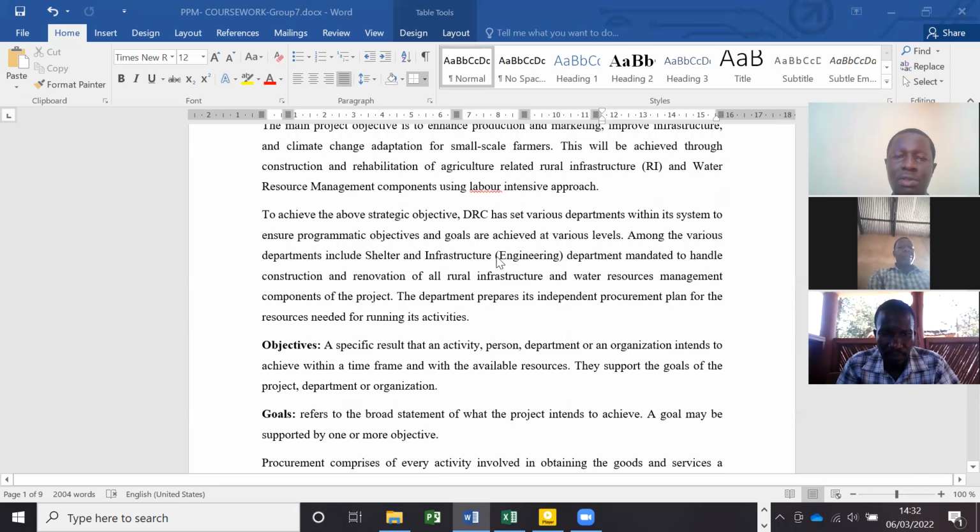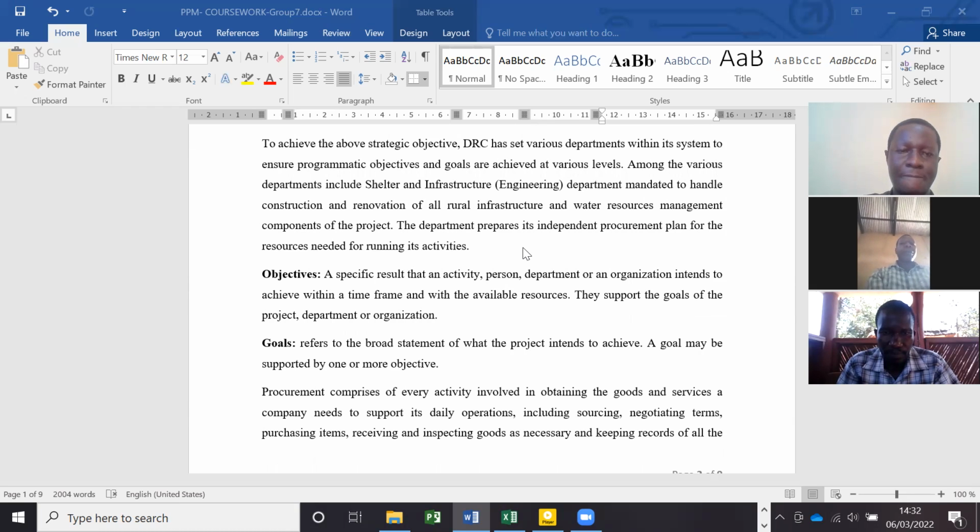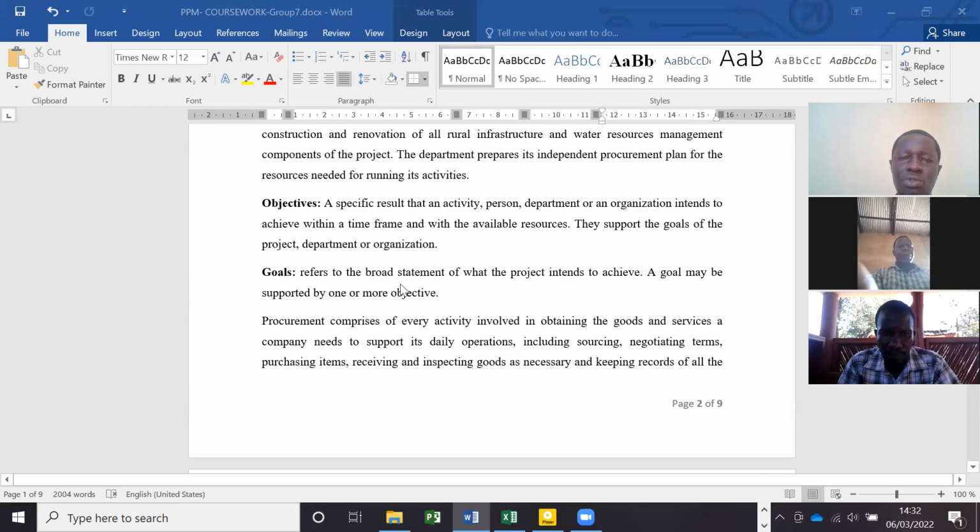This is being implemented through the engineering department, which has specific objectives and goals. Just to define what objectives are, we are saying an objective is a specific result that an activity, a person, department, or an organization intends to achieve within a time frame and with the resources available. And a goal refers to a broad statement of what the project intends to achieve, which is supported by one or more objectives.